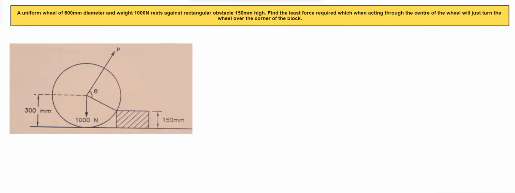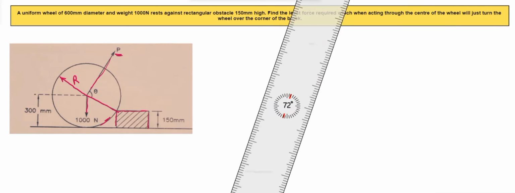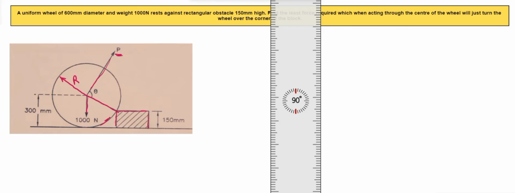Here we are having a rectangular wheel which is 600 mm in diameter and its weight is 1000 Newton. It's resting against this rectangular obstacle which is 150 mm high. We have to find the force P. The weight which is acting in downward direction is equal to 1000 Newton. The other reaction that will be acting from this block on this wheel, we will represent as R. Now we'll just draw our free body diagram.